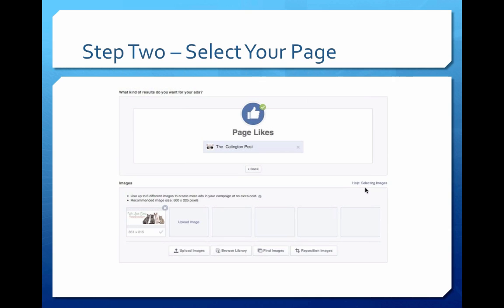So I've selected a page called the Caddington Post, and I wanted to get page likes. Okay, when I put that page in, Facebook pulled up a picture from the page. It pulled up our cover photo. I don't know that that's a good photo or not. I'm just showing you this is what happened. So that counts as one of our images. Facebook says you can upload more images. Each one is considered a separate ad, and Facebook will run the one that is the most successful.